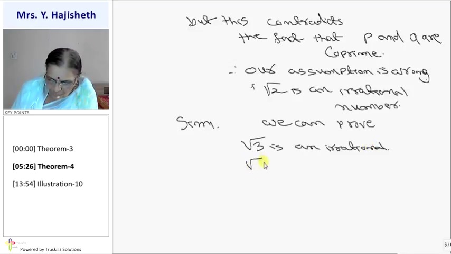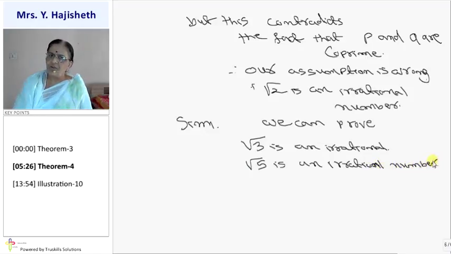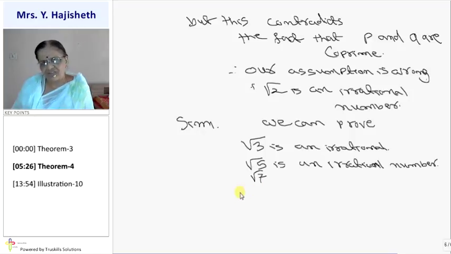Suppose you want to prove root 5 is an irrational number. Then the proof will be same. Only फर्क क्या आएगा? Instead of 2 divides p and 2 divides q, we are going to get 5 divides p and 5 divides q. So SCF of p and q is 5, which contradicts our fact that p and q are co-prime. Suppose root 7 is given. Suppose root anything, root 7, root 11, root 13, anything you can prove.